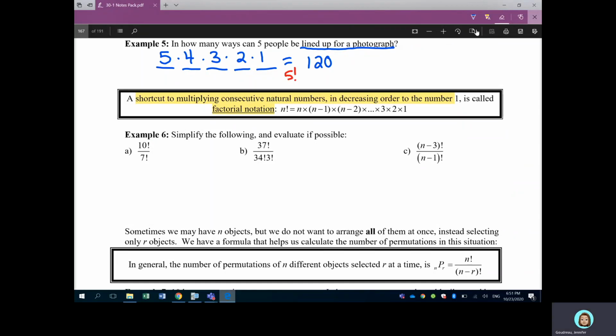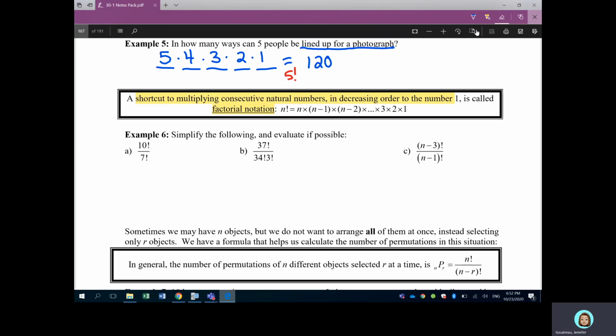In the next example, we are going to use factorial notation to simplify and evaluate some expressions that contain factorials. So if we look at example 6, we do have 2 steps. We want to simplify the following, then evaluate. Now, you might say, looking at A and B, couldn't I just take those values and put them into my calculator and get an answer? And yes, you could do that.